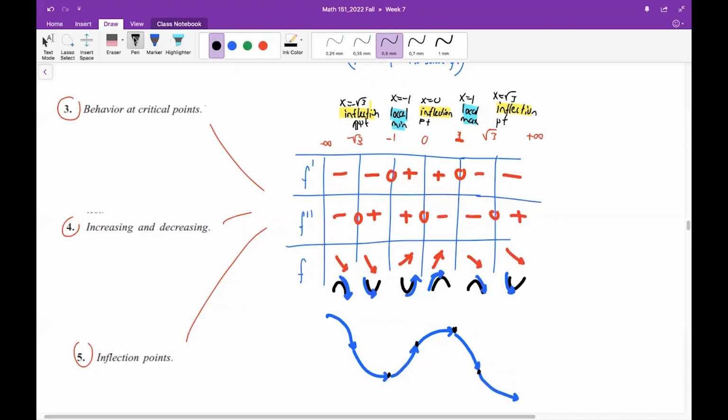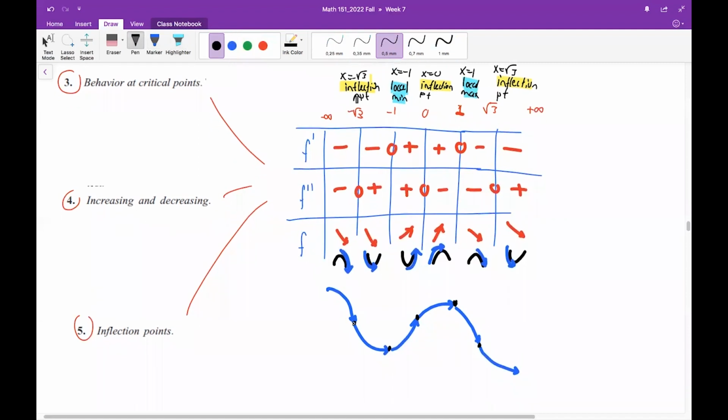Okay, so let me also indicate the point information here. This is x equals minus square root 3. This is x equals minus 1. This is x equals 0. This is x equals plus 1. And this is x equals plus square root 3, where we indicate which one is an inflection point and which one is a local max or min.